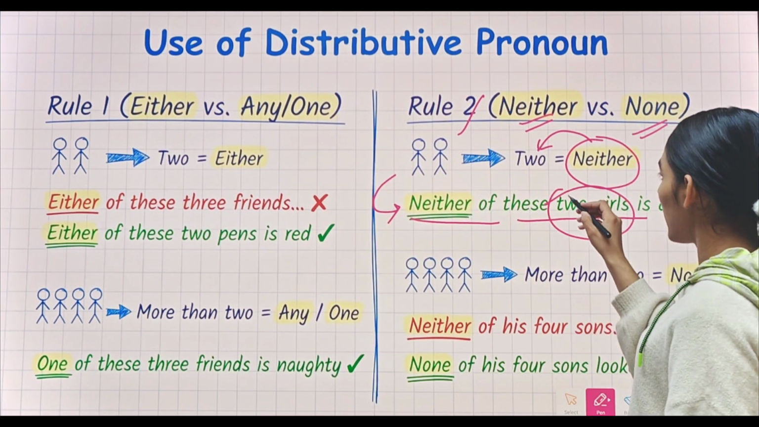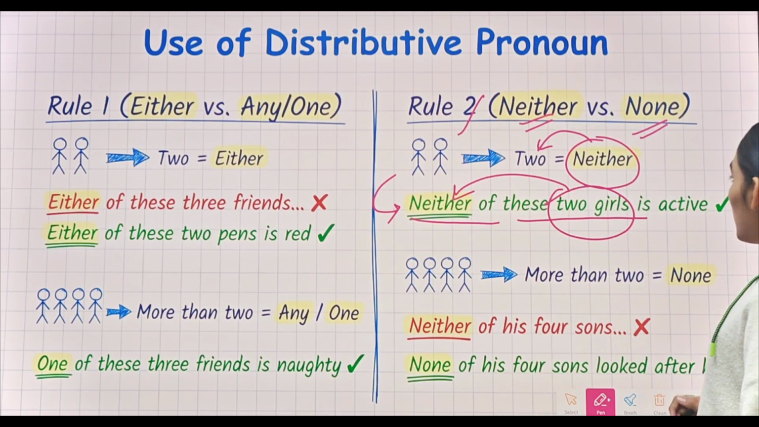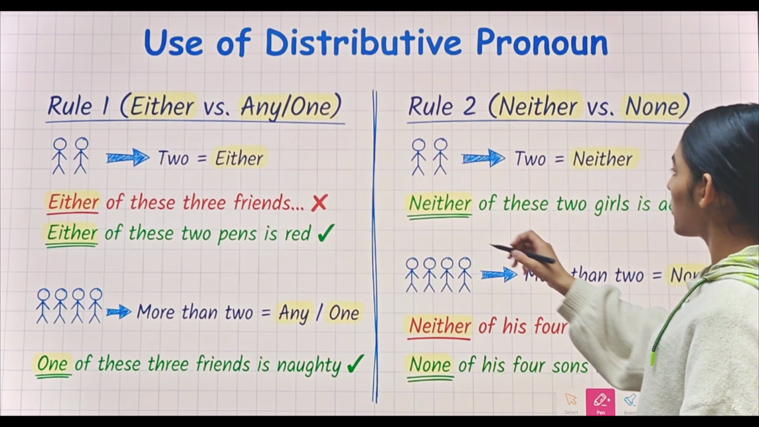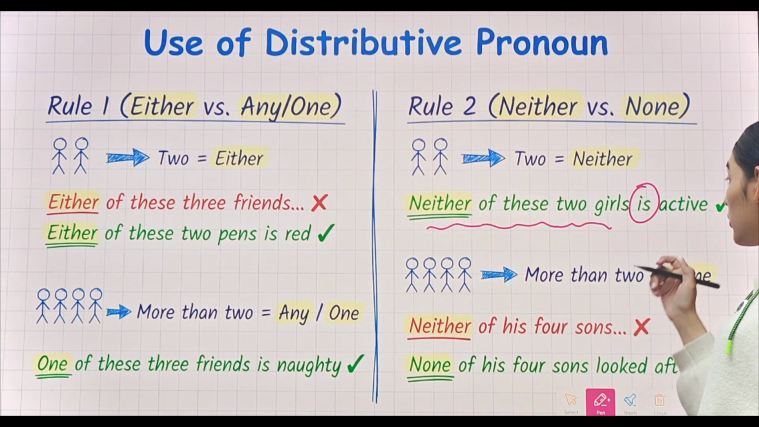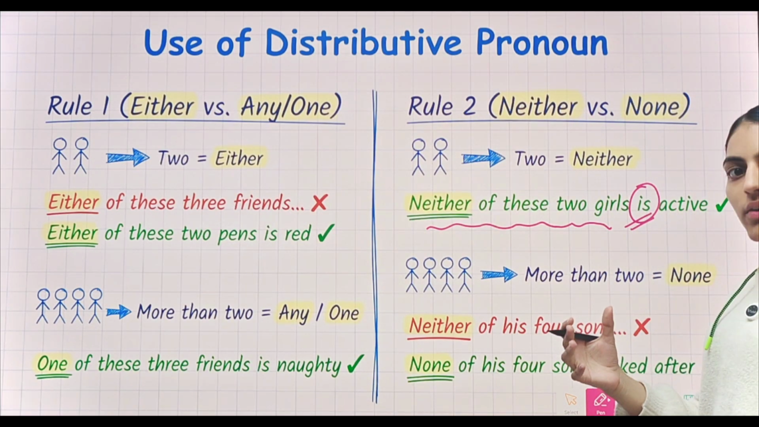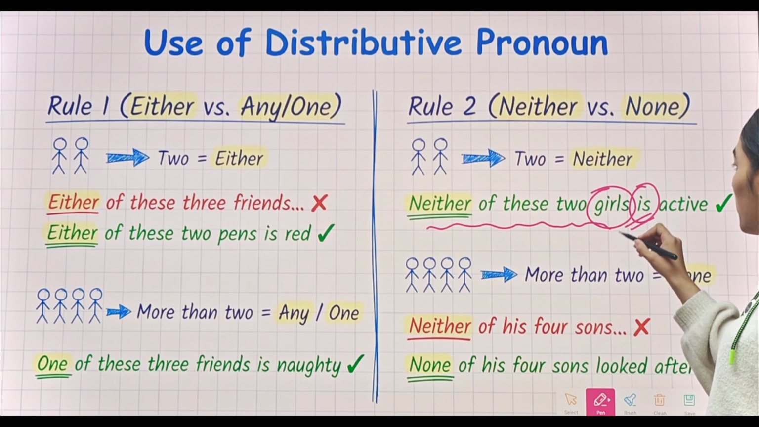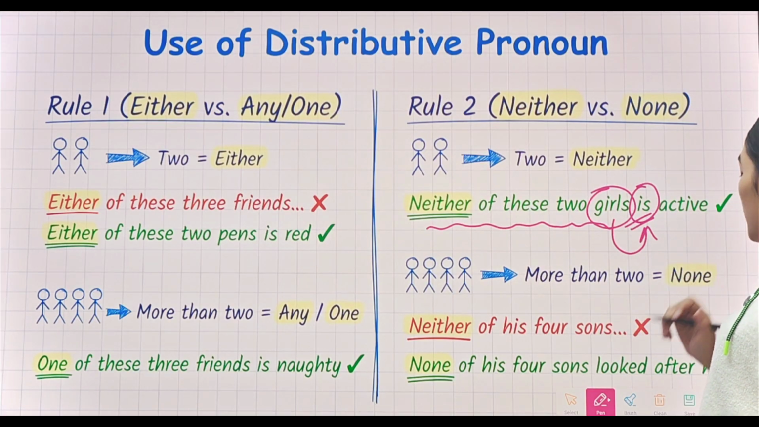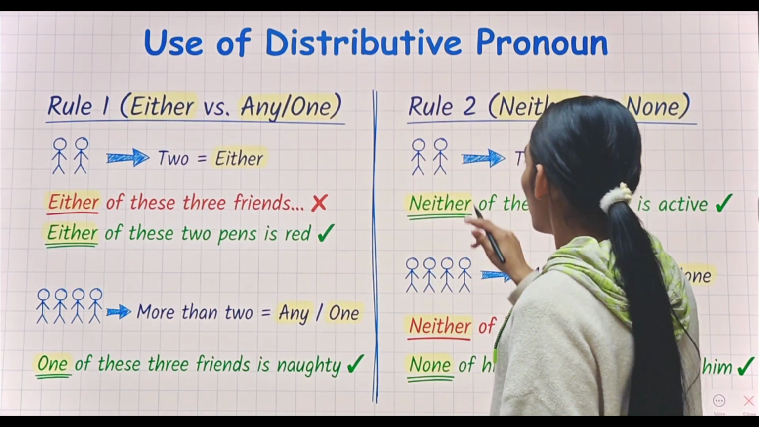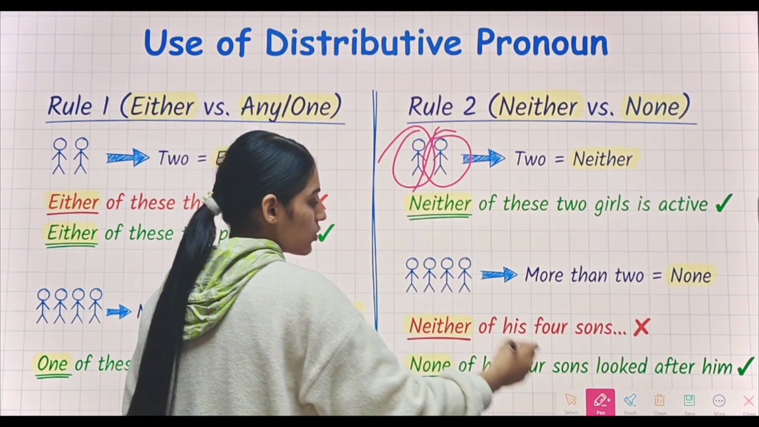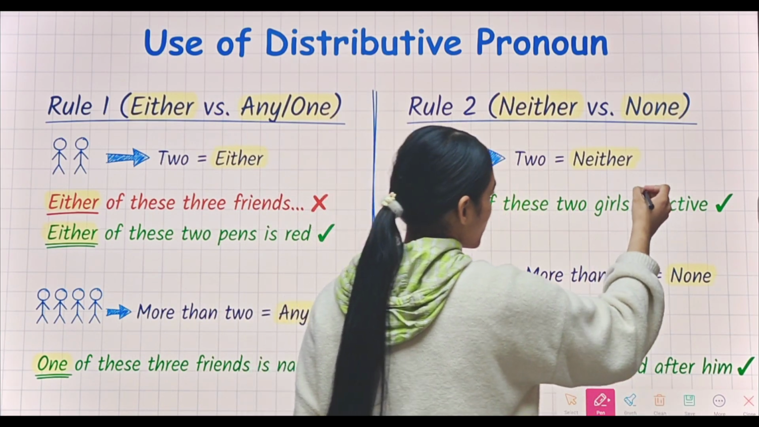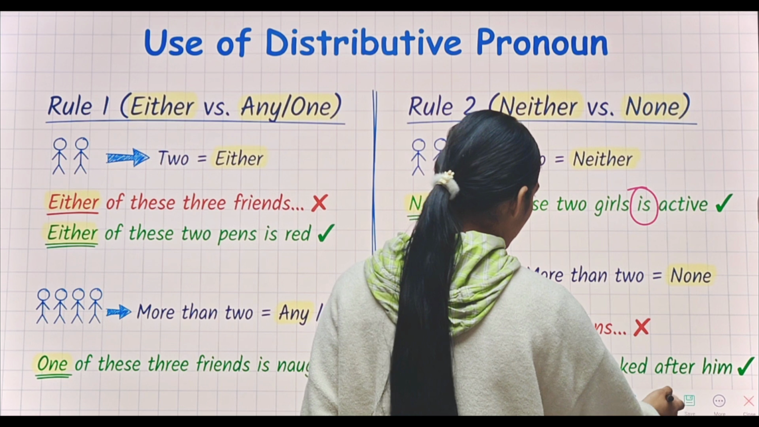So between two girls, we have used the word neither. And one more rule I forgot to tell you. Neither of these two girls is active. Many of you might get confused that the subject is plural, so along with that we should use are. But neither means either the first person or the second person, so along with that the singular form of the verb, is, will be used.